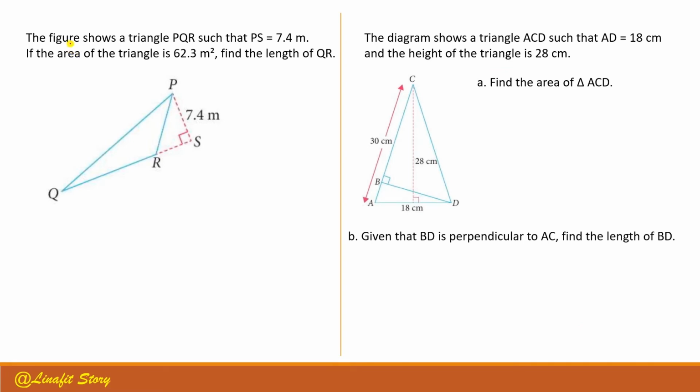The figure shows a triangle PQR such that PS is 7.4 meters. If the area of the triangle is 62.3 square meters, find the length of QR. Remember, the area of a triangle is 1/2 times base times height. The base and height must be perpendicular to each other, making a letter L or letter T.